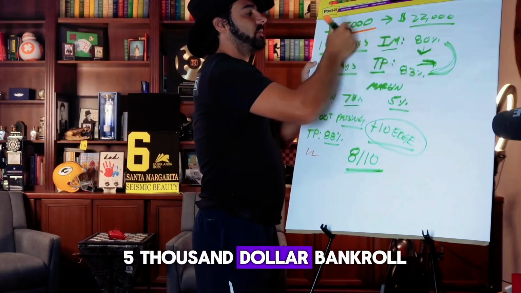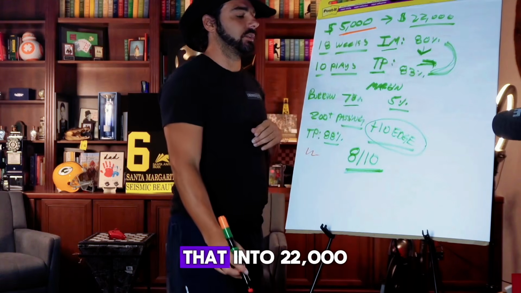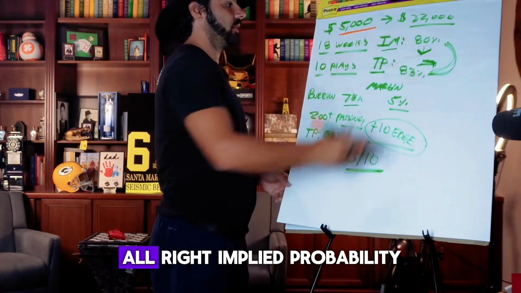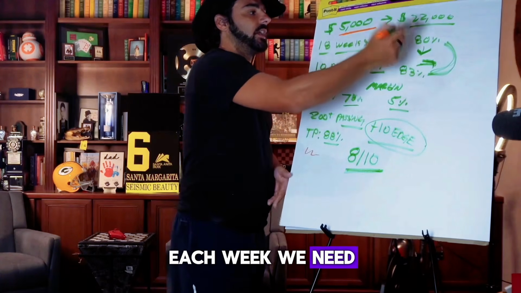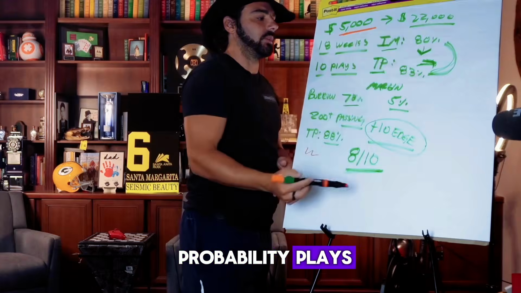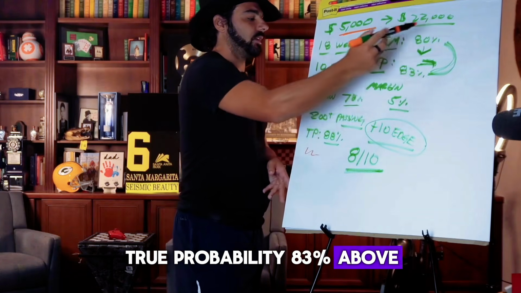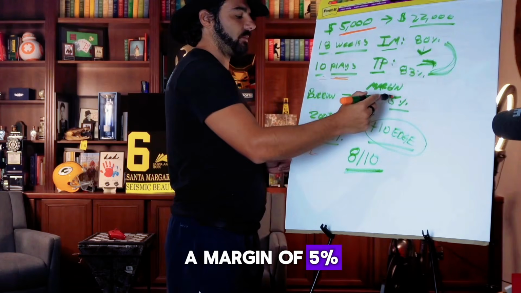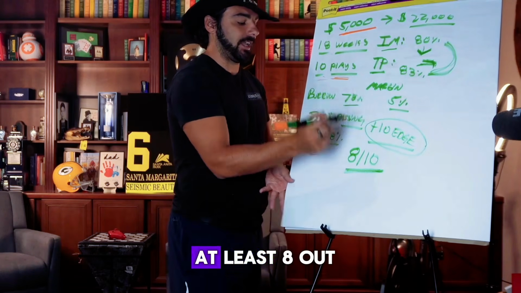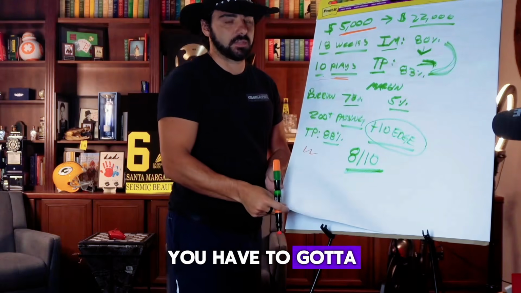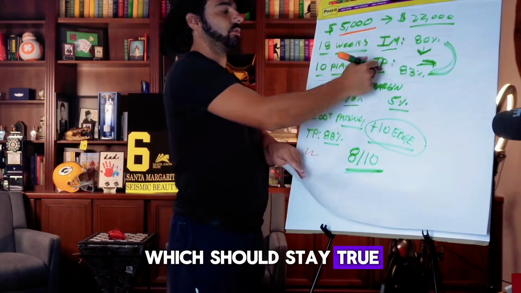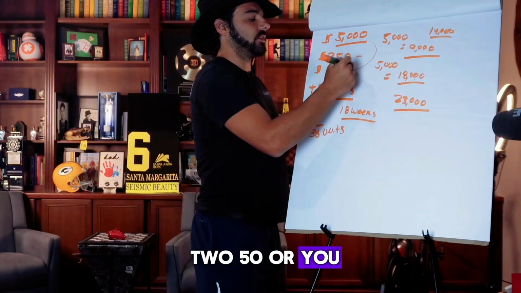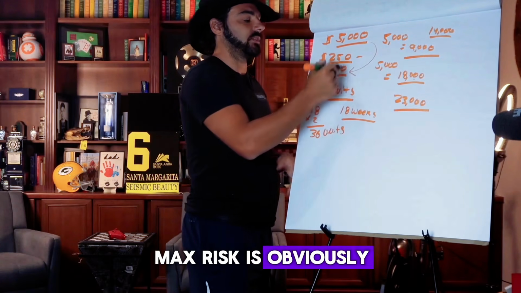Starting out with a $5,000 bankroll, you've got 18 weeks to try to turn that into 22,000, 23,000, around that range. What do we need to do here? All right, implied probability each week, we need 80% or below implied probability plays. True probability, 83% and above. Aim for 10 plays. That's what we need. Try to get 10 plays, a margin of 5% or more, and get at least 8 out of 10. You have to. Got to be able to get 8 out of 10, which should stay true to that true probability. Unit size, you decide whether you want to do 250 or you want to do 500. Max risk is obviously 500.